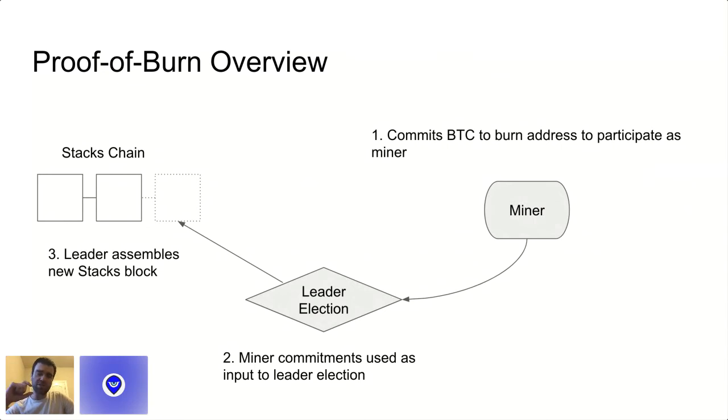Once this winner has been selected, that winning miner reveals the block to the network, broadcasts it out. Nodes within the network validate that the block is correct, that it corresponds to the assertions made in that miner's commitment, and they append it to the Stacks blockchain.